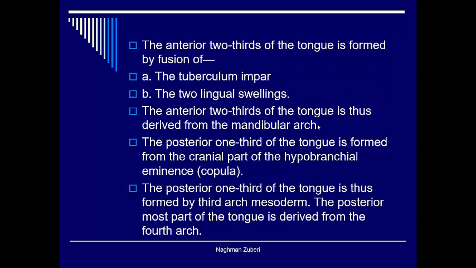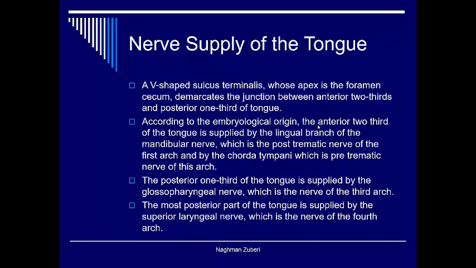The anterior 2/3 of the tongue is formed by the fusion of the tuberculum impar and the 2 lingual swellings. The anterior 2/3 of the tongue is thus derived from the mandibular arch. The posterior 1/3 of the tongue is formed from the cranial part of the hypobranchial eminence, which we call copula. The posterior 1/3 of the tongue is thus formed by 3rd arch mesoderm. The posterior most part of the tongue is derived from the 4th arch.